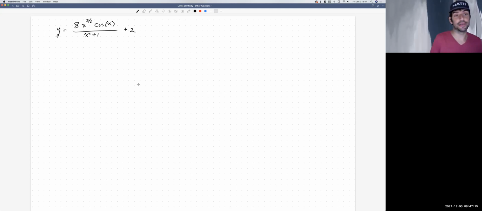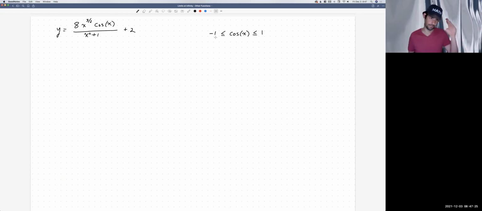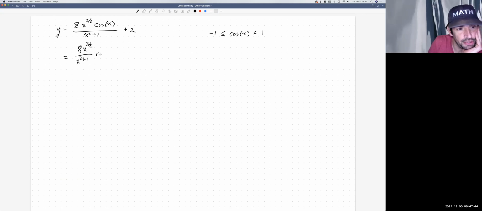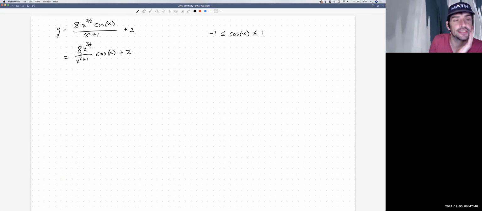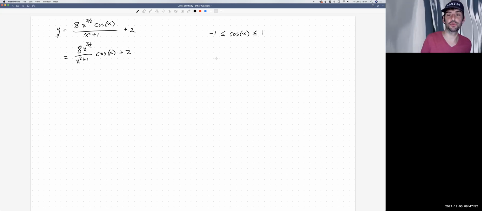So let's think about this function. What do we know about cosine? Cosine is always between 1 and -1. Okay. And then let me rewrite this function here. I can rewrite this as 8x to the 3/2 over x squared plus 1 times cosine of x, plus 2, right? This is the same thing. I'm going to multiply all parts of this inequality by 8x to the 3/2 over x squared plus 1.